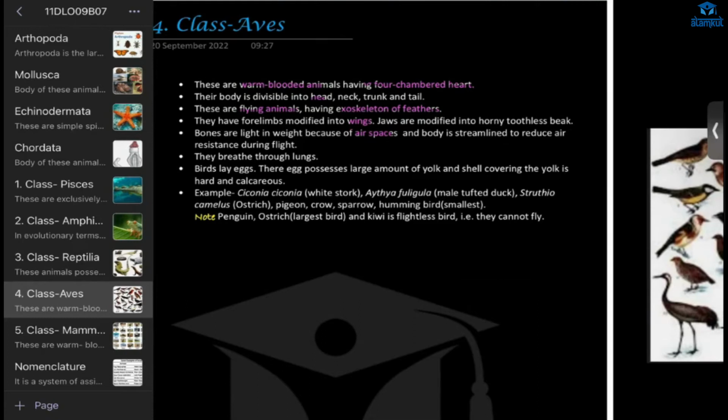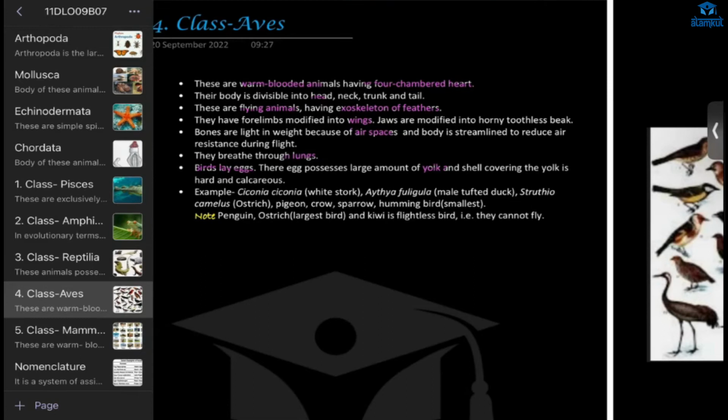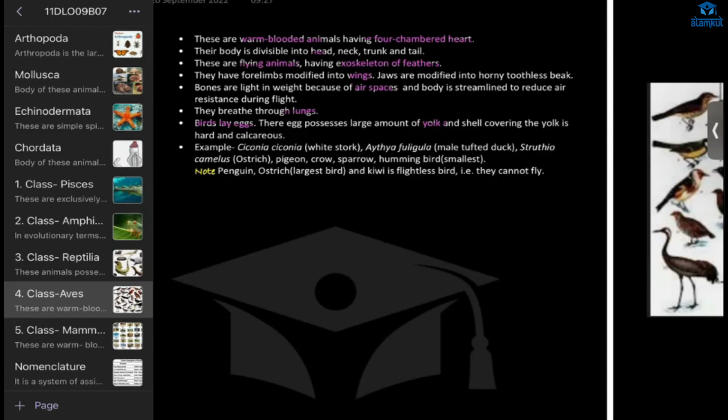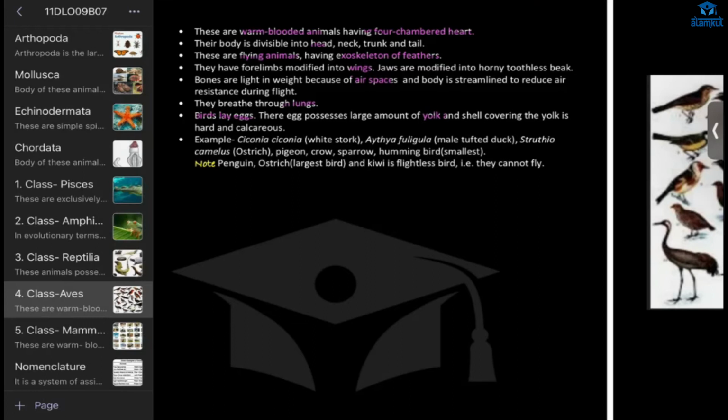And they breathe through lungs. And the birds, they will lay eggs. And these eggs have large amount of yolk. And the shell covering that yolk is hard. Example, here we have Ciconia, then pigeon, sparrow, hummingbird, all that. Ostrich, kiwi, they are flightless birds. That means they cannot fly.